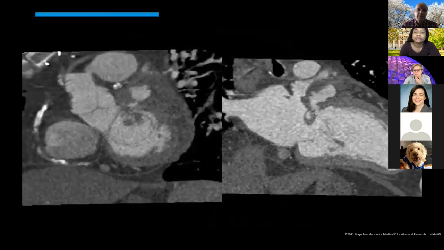And on the reformatted images, you can actually see a perivalvular abscess arising from the anterior mitral annulus. So once you see these images here, really the differential is endocarditis, and that's it.